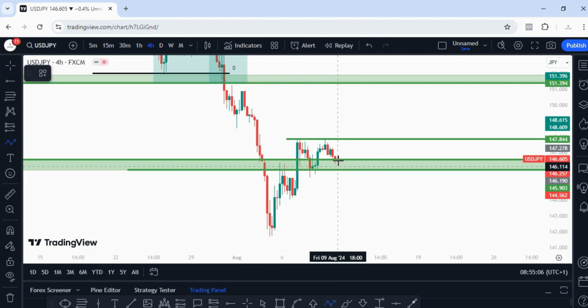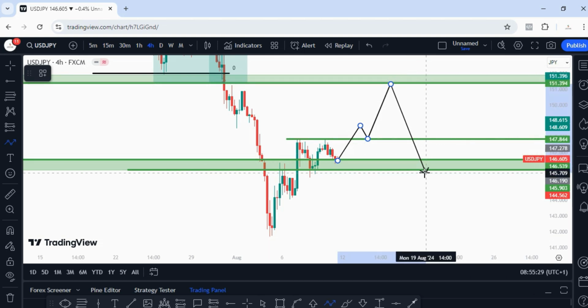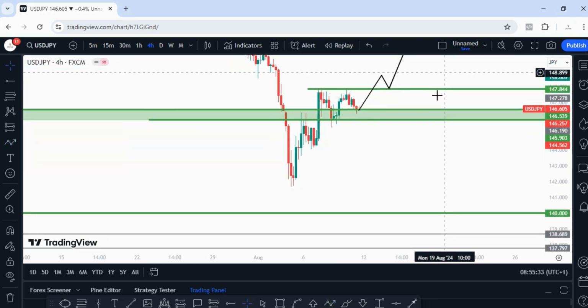So if price actually breaks above 147.844, I would like to see a new higher high created. Then I want to catch it on the pullback. On the pullback, you want to switch to much lower time frames, like the 15 minutes, 30 minutes, or 1 hour time frame, depending on your preference. And then I want to see that pullback come into 151.394, all right, before we most likely continue lower. So that's the bullish scenario.